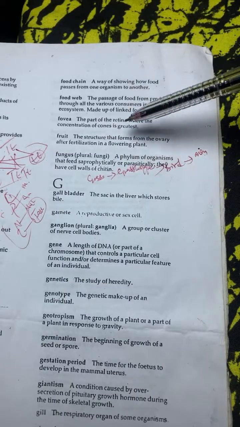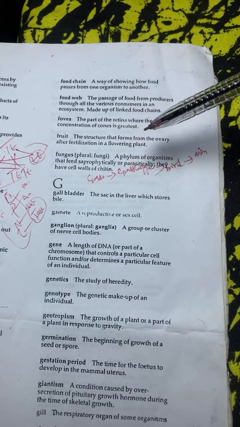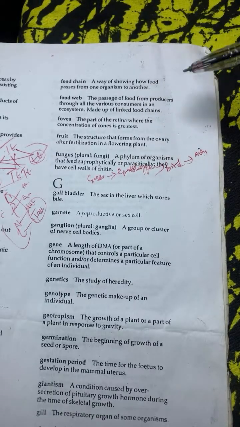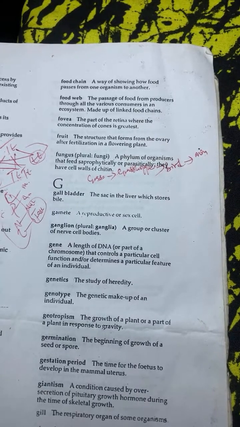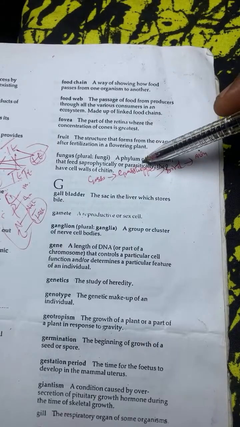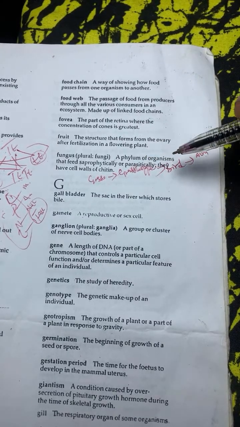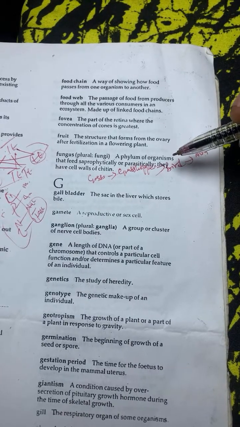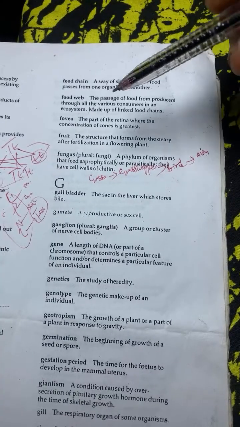Now we have fungus. Fungus is singular. Plural is fungi. A phylum of organisms that feed saprophytically or parasitically. They have cell walls of chitin. When we're talking about saprophytically it simply means that they feed on dead and decaying organic matters. When we're talking about parasitically, that means they depend on another organism without providing any advantage to that organism. That means they are leeching on that organism. Are we together now?